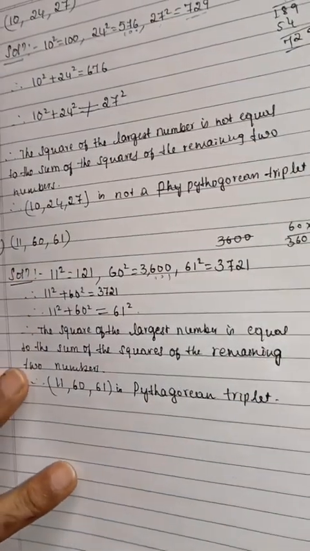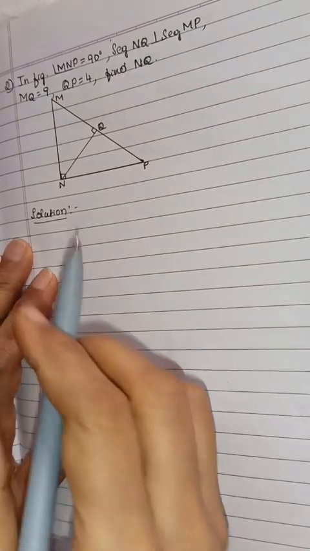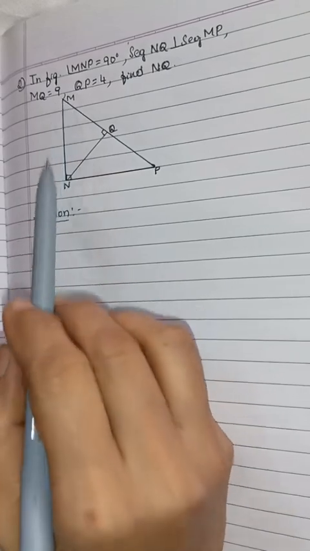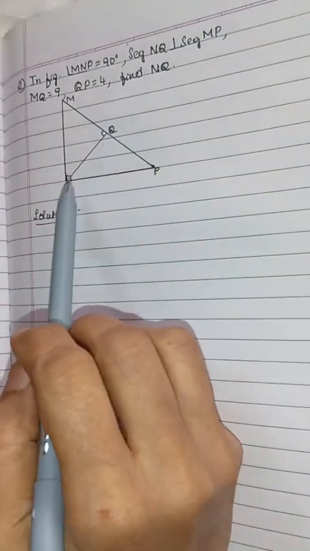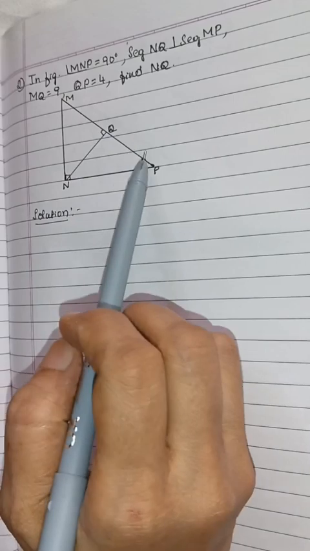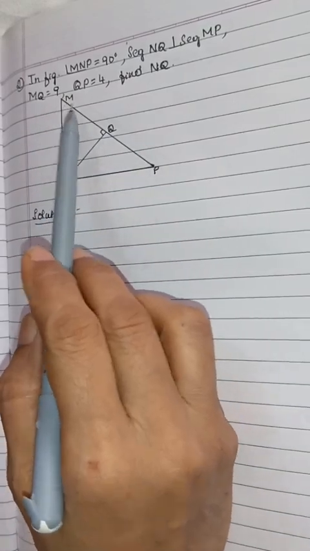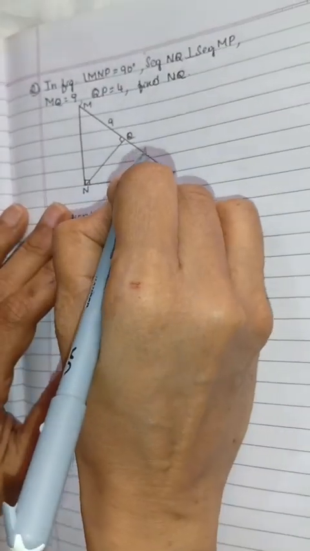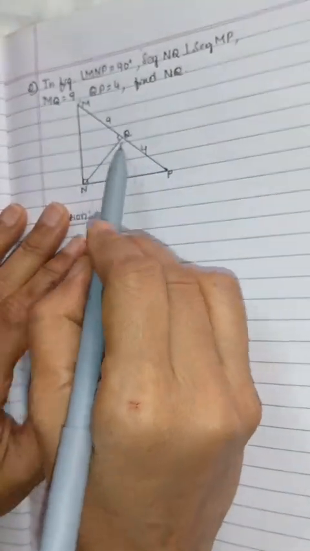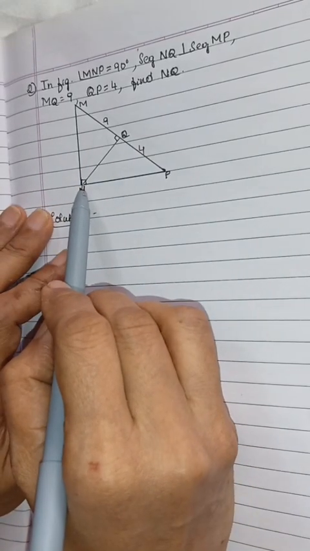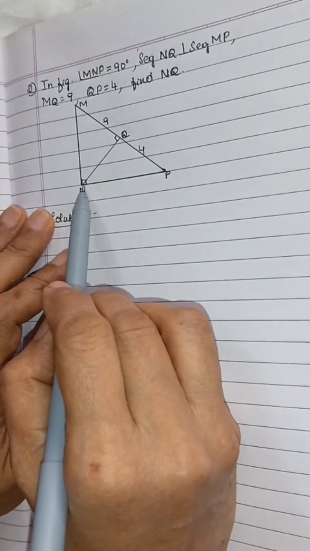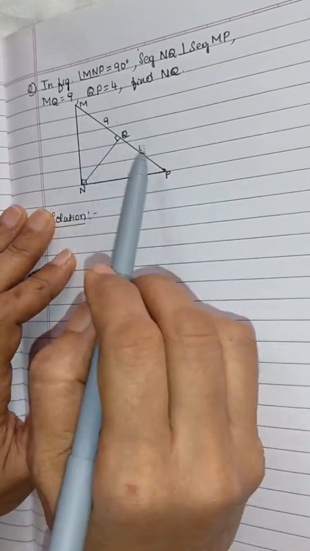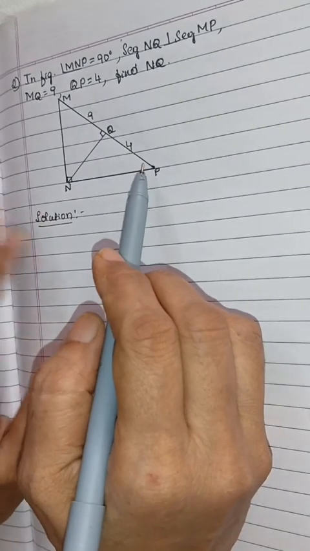Okay, second one is: in the figure, angle MNP is 90 degrees, segment NQ is perpendicular to segment MP. MQ is 9, QP is 4, find NQ. So see, this is a right angle triangle, angle N is 90 degrees and NQ is perpendicular to hypotenuse MP. Therefore we have to use the geometric mean theorem.